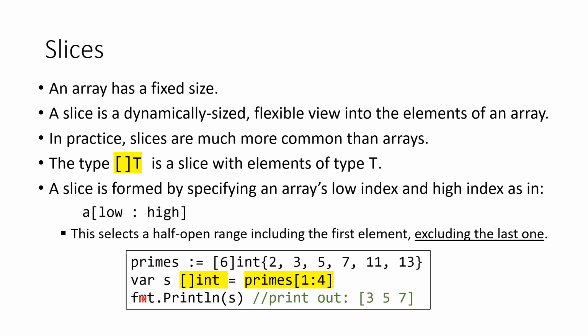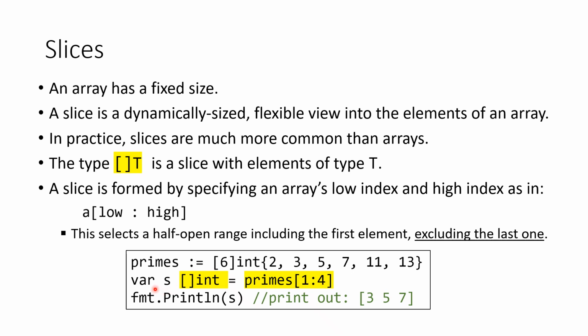For example, in this code fragment, we have declared and created the array named primes, which has 6 elements of type int, and here are the values of the elements of the array primes. And then in the second line of code, we declare a variable s of the slice data type, which is a slice of elements of type int. Okay? And then we initialize the slice s to be the range of the array primes from the low index of 1 to the high index of 4.